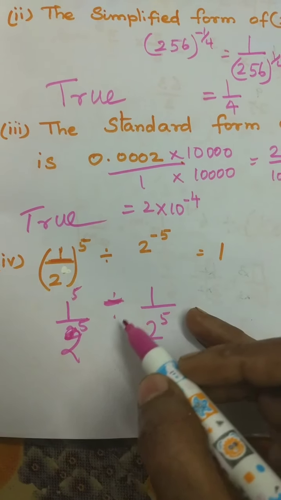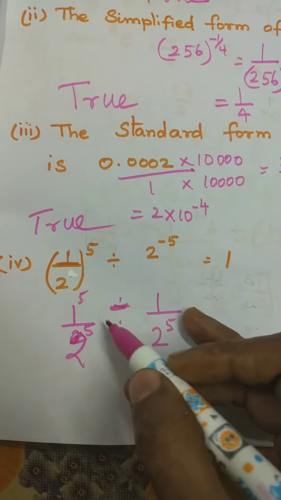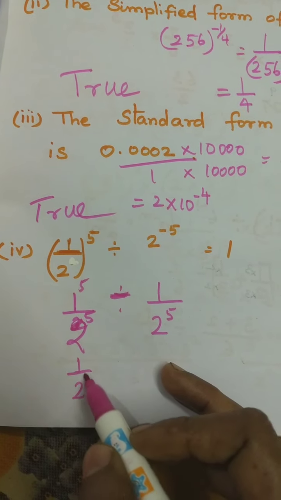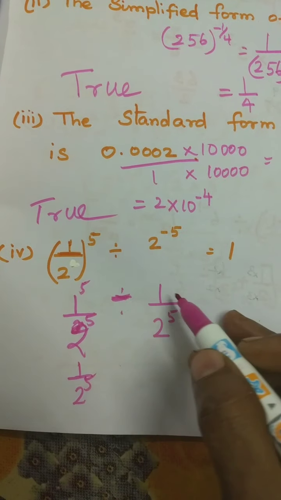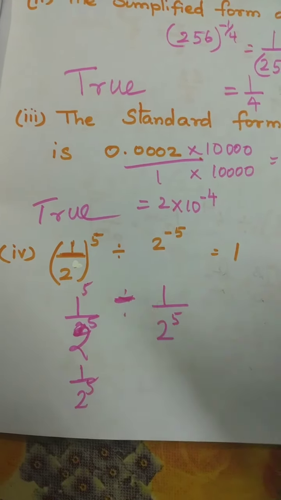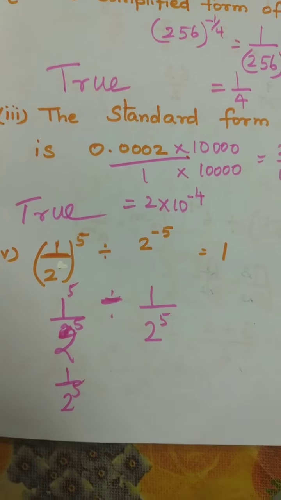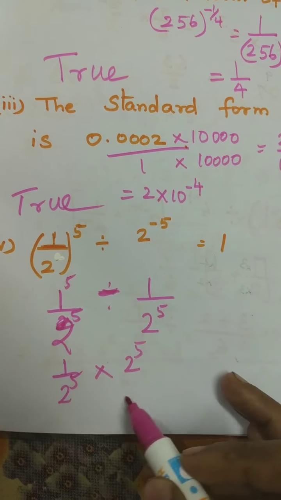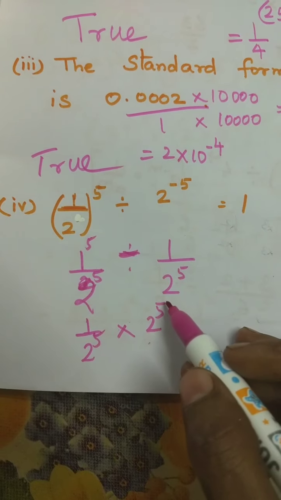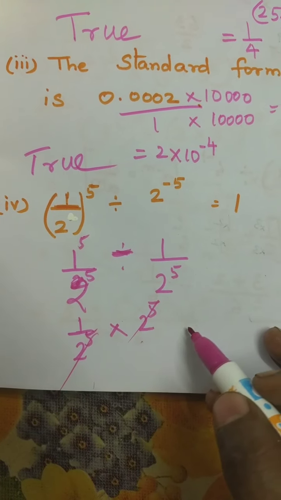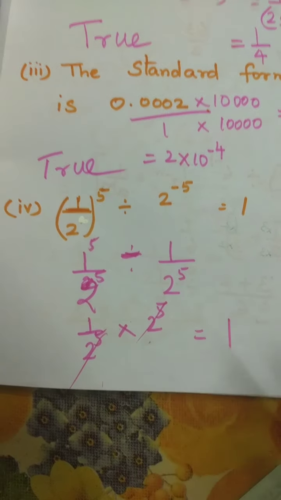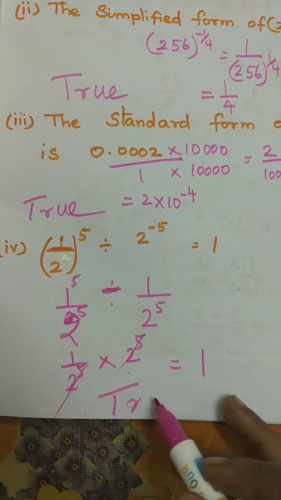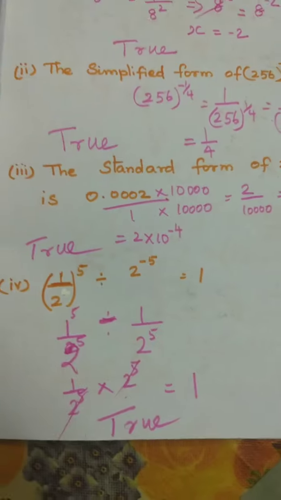If you want to divide, you have to change the division symbol to multiplication symbol, and the number after it you have to change to the reciprocal. Into 2 power 5 by 1. Now this 2 power 5 and 2 power 5 get cancelled. The answer is 1 by 1, which is 1. Is it right? Yes, it is also true.